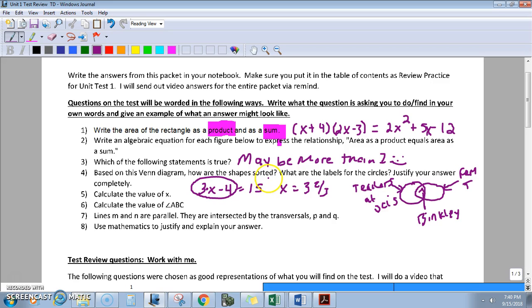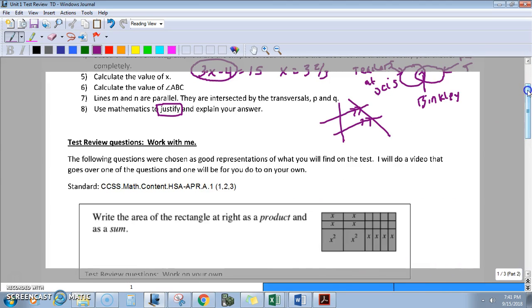Lines M and N are parallel. They are intersected by the transversals P and Q. Okay, so we have parallel lines, and then maybe there's 2 transversals that are not parallel. Use mathematics to justify or explain your answer. So you could get the correct answer, but unless you solve an equation or prove with a table or a graph, you have to be able to justify it. You won't get all of the points. So that's just some information I wanted to throw at you before we start doing actual questions.